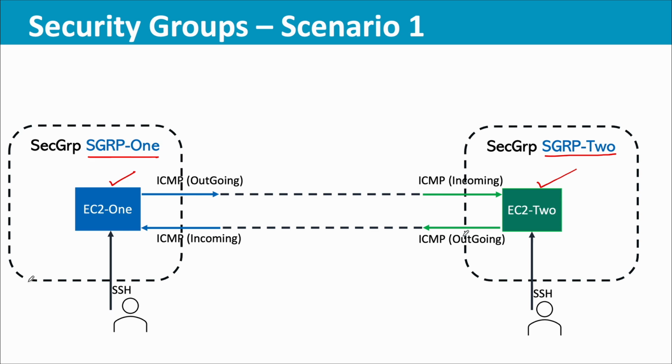Now what I'm going to do is remove this ICMP outgoing so that the EC2 should not allow ICMP outgoing connections. And then we will check whether ping will work or not. So basically I'm going to remove it.